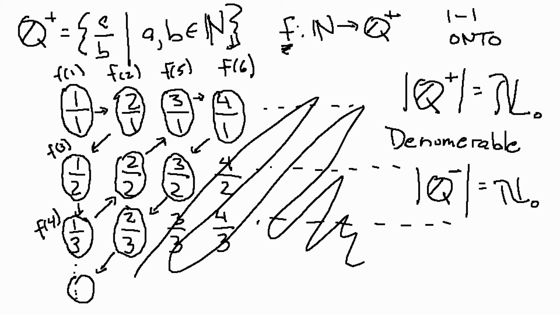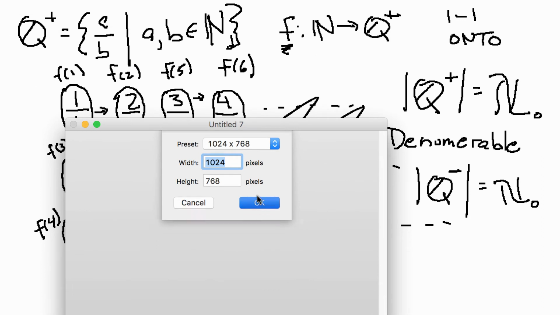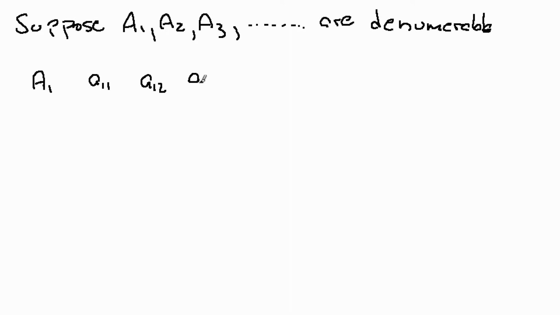Now we're going to make a big, big jump. Suppose A1, A2, A3, and this goes on for infinity, are denumerable sets. So they are denumerable. Here's what I want to do. If A1 is denumerable, I can make a list of its elements. So I can say A1 is equal to little a11, and it's equal to little a12, and it's equal to little a13. And this goes on forever and ever.